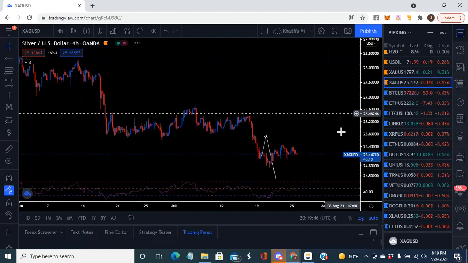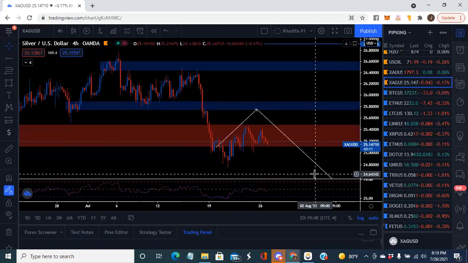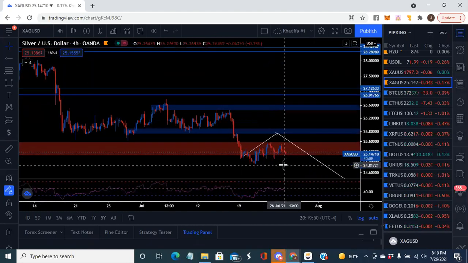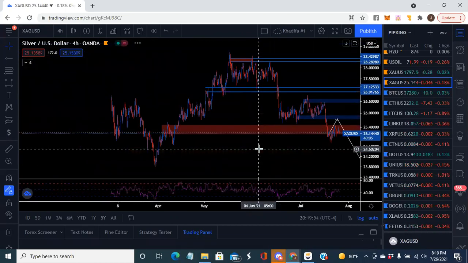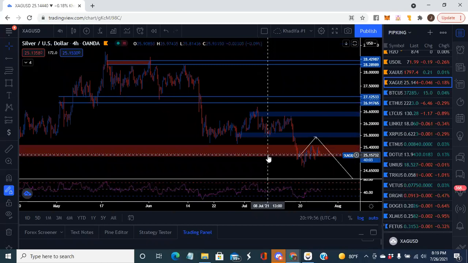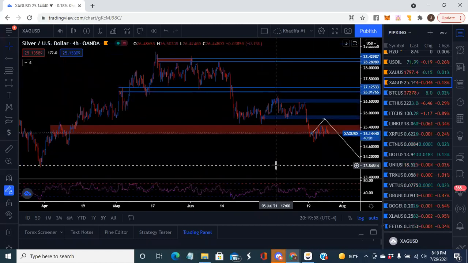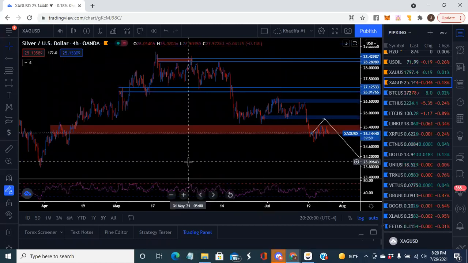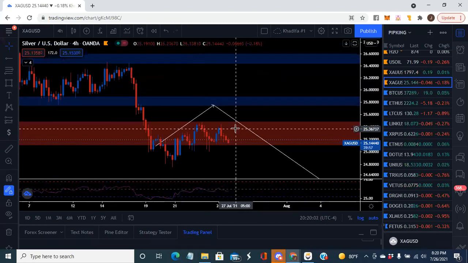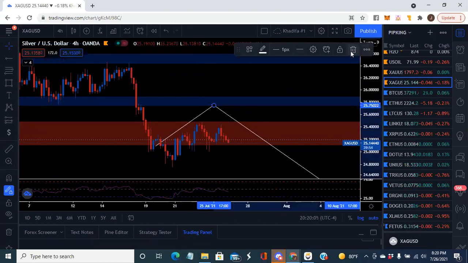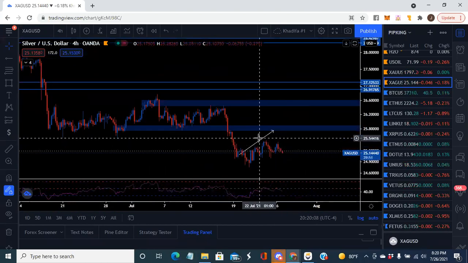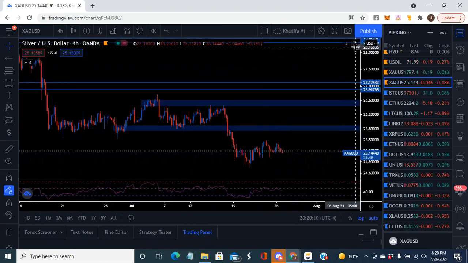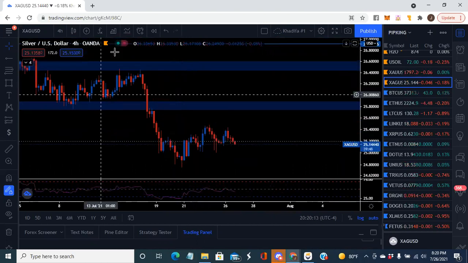Let's look at silver. We see if silver can hold this level that we're at now, this structure. And if it does, we can expect to see silver keep pushing. We'll start pushing back to the upside.